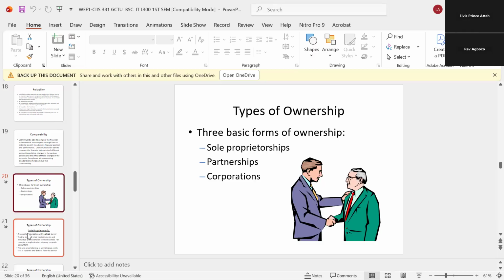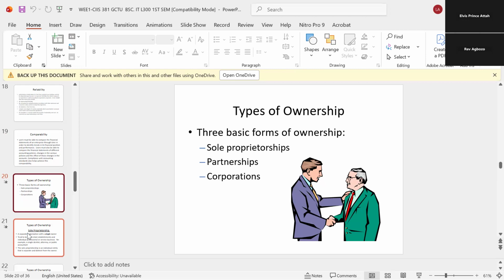Each of them has advantages and disadvantages. For the sole proprietorship, the person who brings in the money is the only person who will take any profit that comes, any loss that comes. But when we look at partnership, it is a group of 2 or up to 50 people coming together to put resources together to form a business. They share the profit when it is made, and they also share losses when it is made.